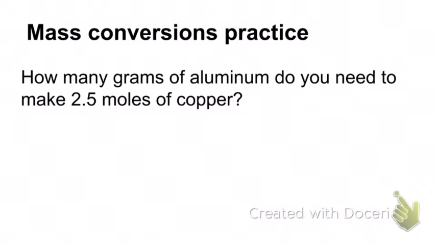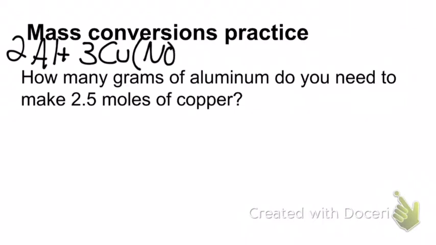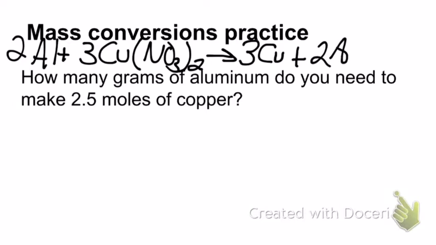Alright, so we want to know how many grams of aluminum you need to make 2.5 moles of copper. And you already have this balanced equation in your notes. But just to write it down again, we know that 2Al plus 3 Cu(NO3)2, and that's copper(II) nitrate, by the way, gives us 3 Cu plus 2 Al(NO3)3.